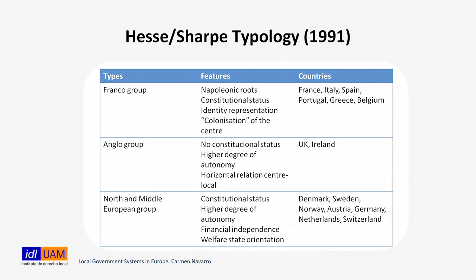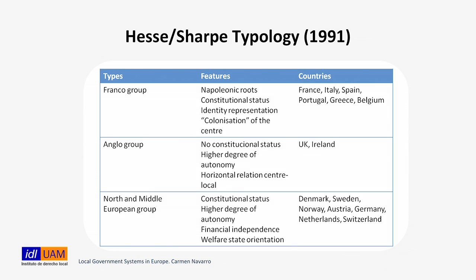And in addition to the two variables that we had before, which means degree of task or functions and relations or access to upper level of governments, Hesse and Sharp add a third variable, and this variable is how the constitutional status of local autonomy is recognized. So, using these three variables, these authors grouped European countries in three systems or three types: the Franco group, the Anglo group, and the Northern and Middle European group.